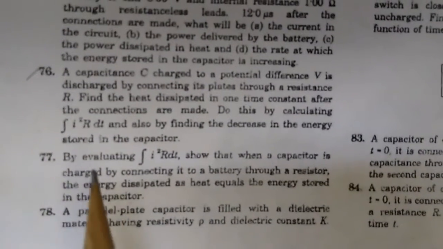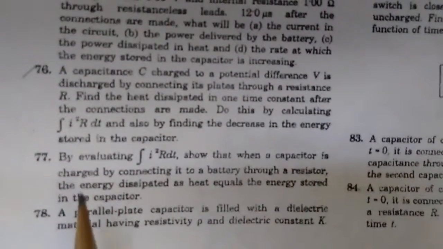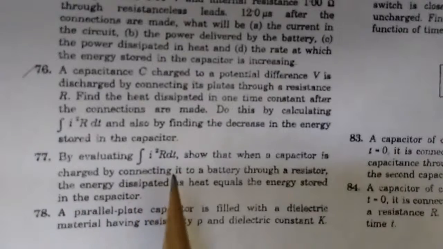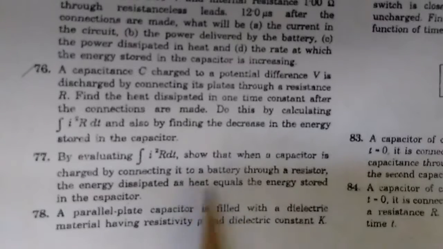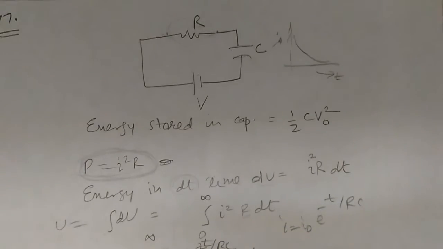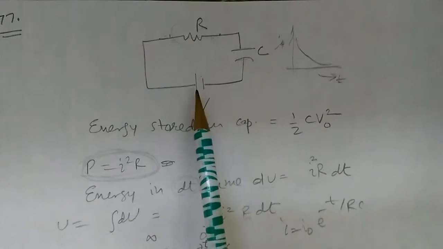Number 77 is: by evaluating the integral of I square R dt, show that when a capacitor is charged by connecting it to a battery through a resistor, the energy dissipated as heat in the resistor equals the energy stored in the capacitor. This is a capacitor charging circuit.